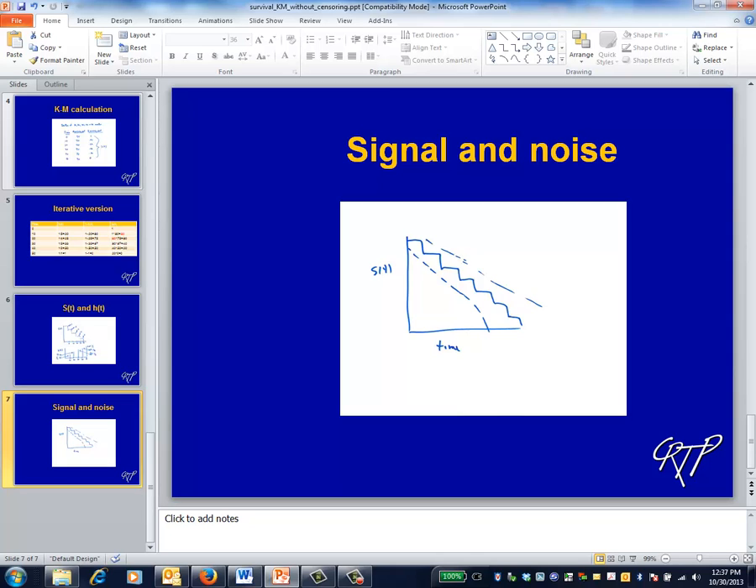A common way is through something called Greenwood's formula, which we'll just treat as a black box that your software can generate for you. As you might expect, as the sample sizes drop over time, the noise associated with the survival curve will increase.